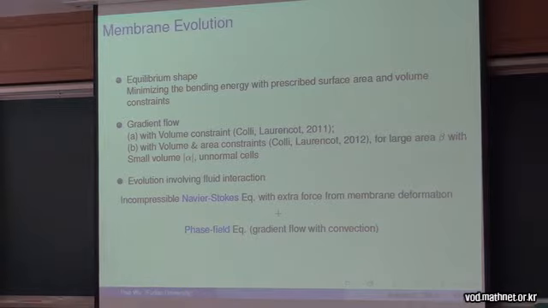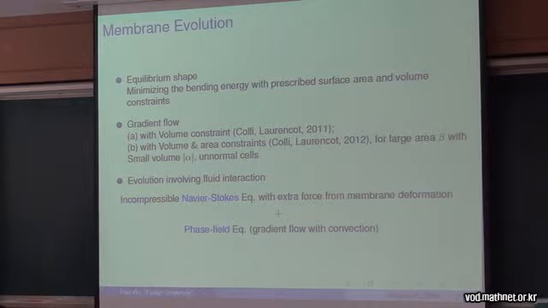So now we consider the membrane evolution using the phase field approach. First is the equilibrium shape. We still minimize the approximated elastic energy subject to area and volume constraints. However, its Euler-Lagrange equation is still highly nonlinear and difficult to solve. So we take the idea of a gradient flow.